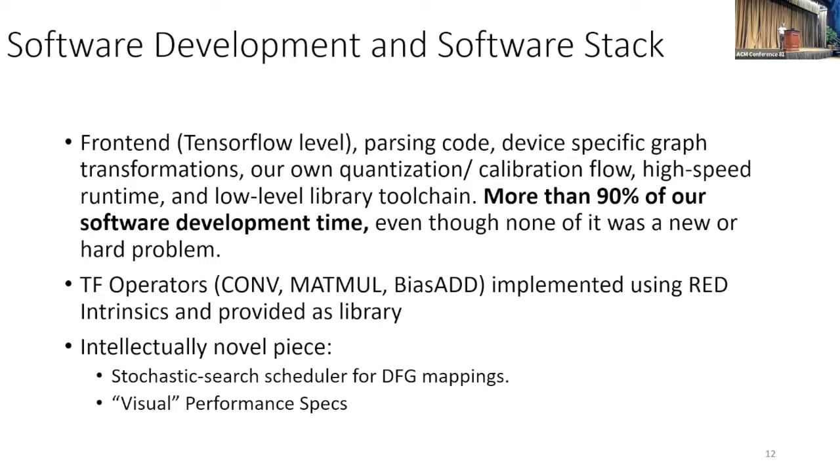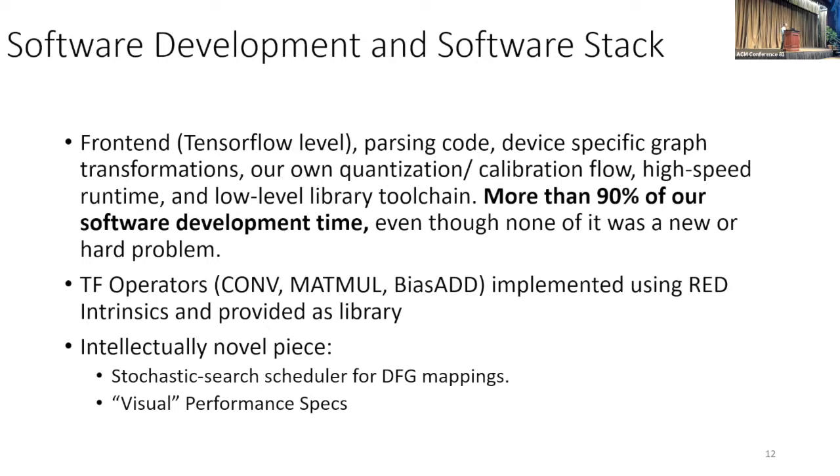And then our implementation was a library level thing, kind of like what CUDA does or cuDNN does. The intellectually novel pieces were a stochastic search-based scheduler for DFG mappings. How do you go from the DFG to this nice circuit switch mapping that we need? We had to improve some of our previously published work, which didn't quite scale to the complexity of the network as this network became bigger.